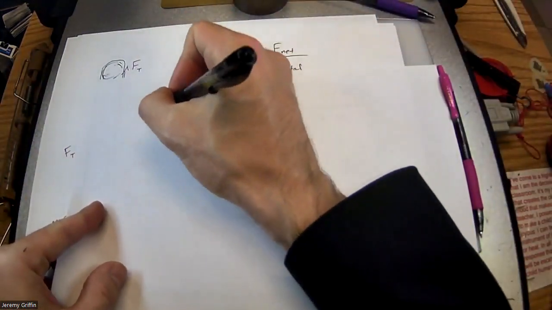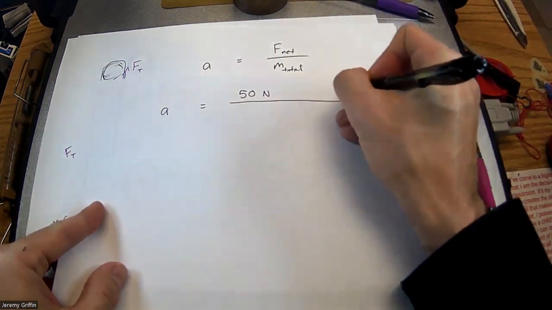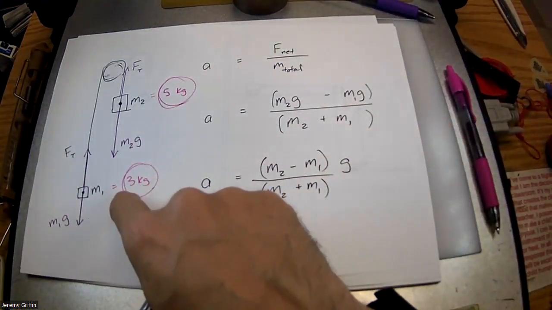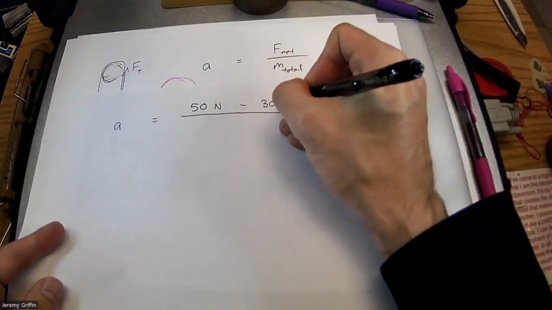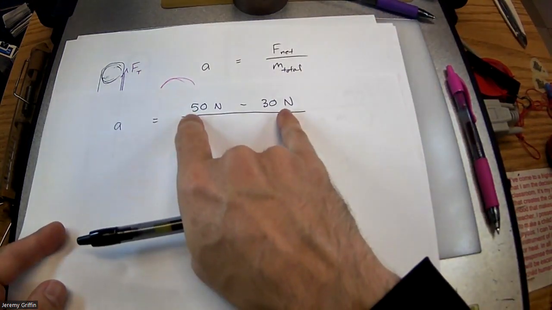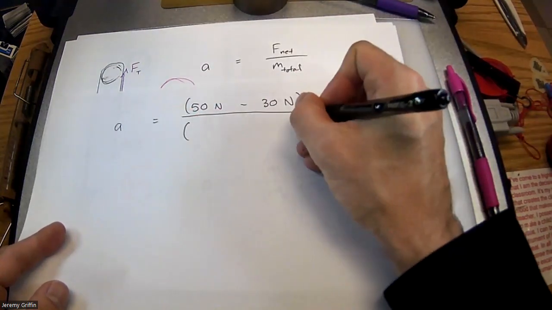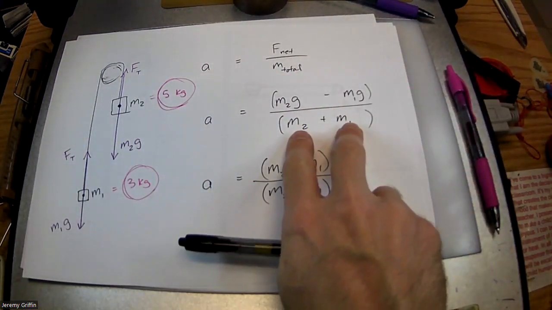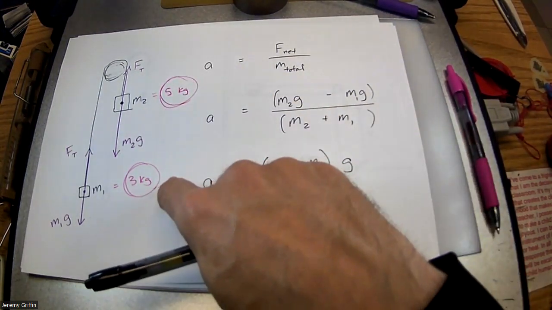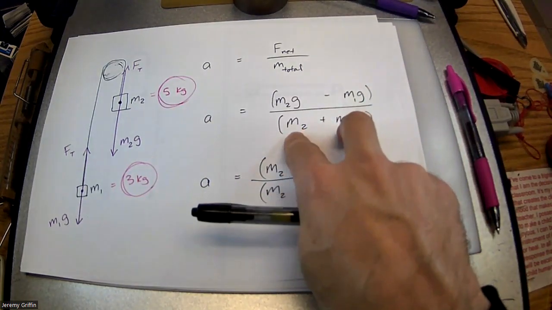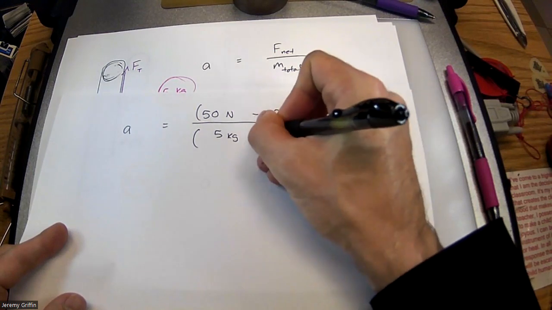So the acceleration is, I got 50 newtons minus, okay, if this guy's 3 kilograms, what's his weight? 30 newtons. You guys see a 20 newton net force, right? 50 minus 30. Okay, acting on how much mass? 5 plus 3, right? 5 plus 3. Okay, 8. 20 divided by 8. Exactly.